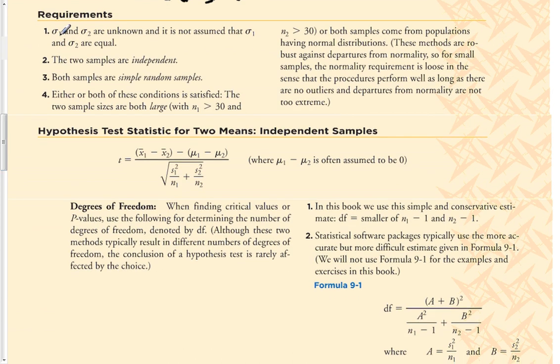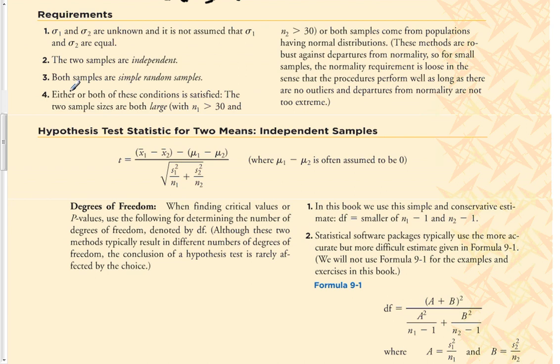Now, requirements. Sigma 1 and sigma 2 are unknown, and it is not assumed that they're equal to each other. So not only do we not know sigma 1 and sigma 2, but we don't make the assumption that they're equal. Number 2, the two samples are independent. We just explained that a little while ago. Number 3, both samples are simple random samples. That seems to be always a requirement. Number 4, either or both of these conditions is satisfied. The two samples are large enough, which means N1 has to be greater than 30 and N2 has to be greater than 30. They both have to be greater than 30.